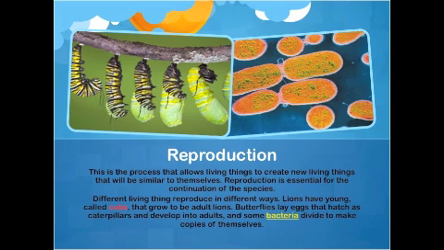Reproduction. This is the process that allows living things to create new living things that will be similar to themselves. Reproduction is essential for the continuation of the species. Different living things reproduce in different ways. Lions have young, called cubs, that grow to be adult lions. Butterflies lay eggs that hatch as caterpillars and develop into adults, and some bacteria divide to make copies of themselves.